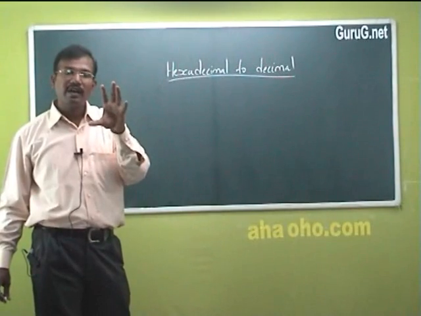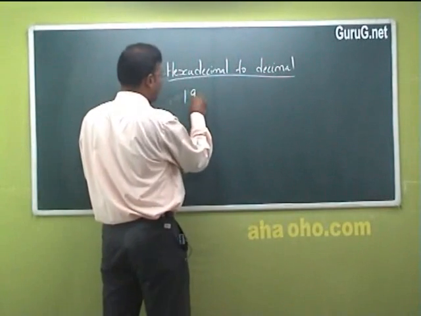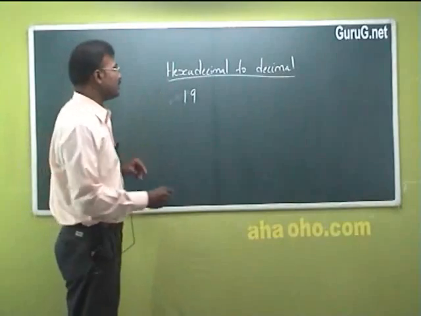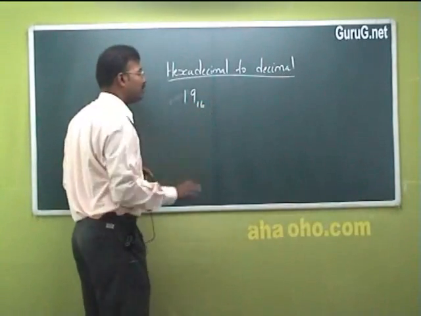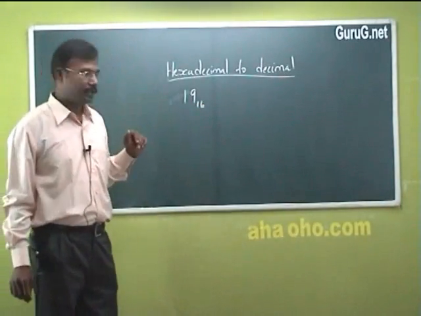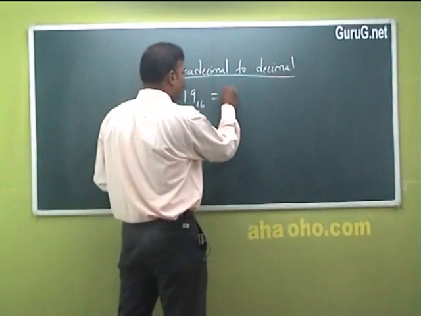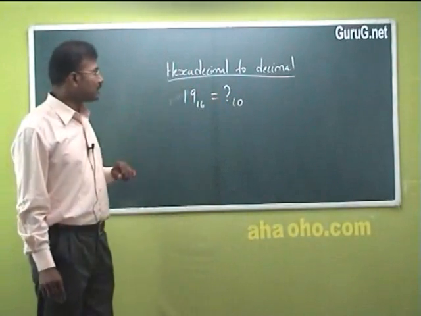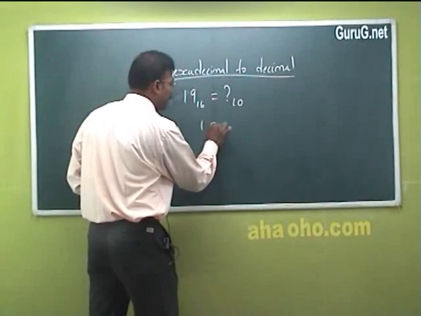Now we take the same example which we considered in the previous case. That is, we have taken 19. 19 is the hexadecimal value which we have used. We need to find the decimal value. You can just see, I am placing 19 here.